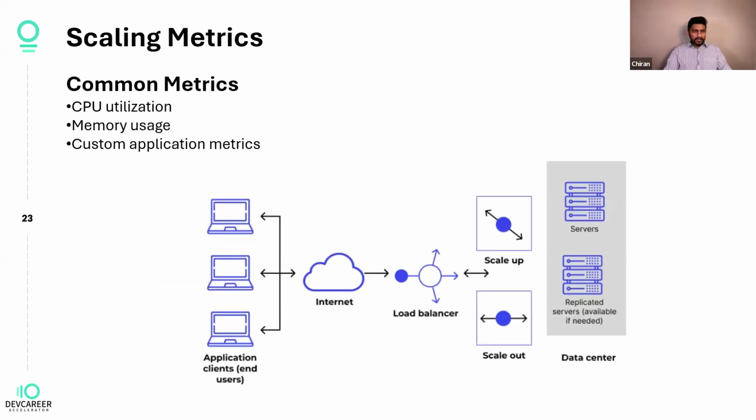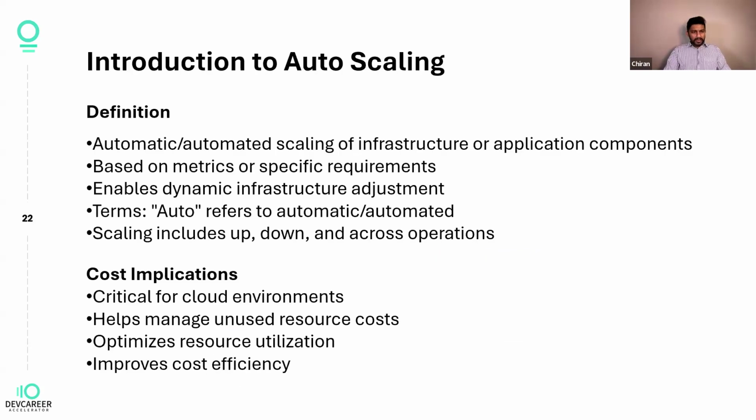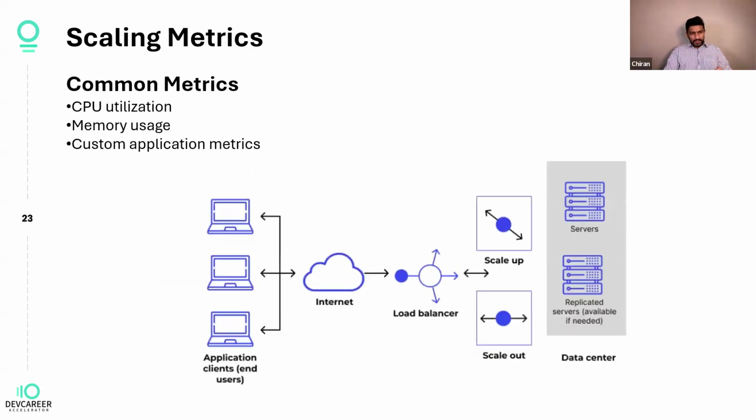Again, scaling metrics. As mentioned, there are different metrics and requirements when it comes to auto scaling. One of them is your CPU utilization, memory utilization, and custom application metrics. That means metrics that we define within the application.